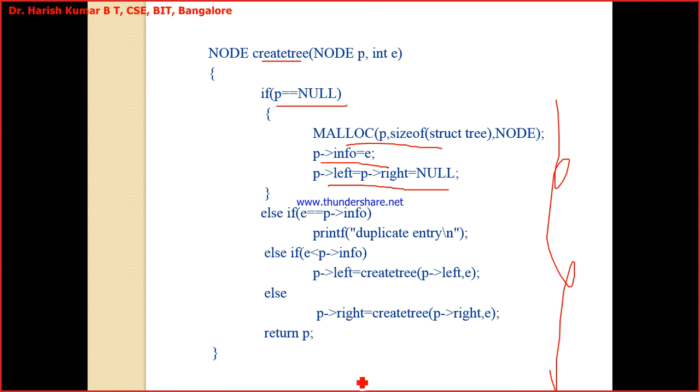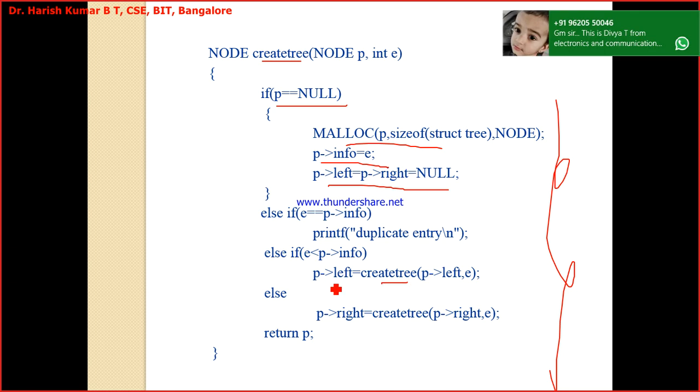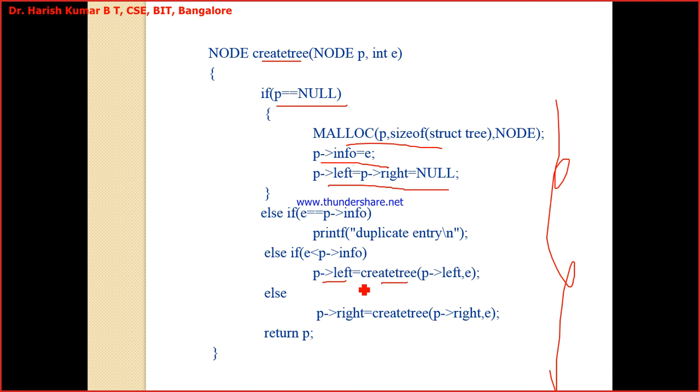So the control goes here, and again what we do, this p is pointing to the left child of the current node. And next again I compare whether the element is equal to the info field, and this process is repeated. And finally, when all the nodes are traversed, what create tree returns to p left is assigned to p arrow left is the address of the newly created node. So the newly created node gets inserted towards the left side of the current node.